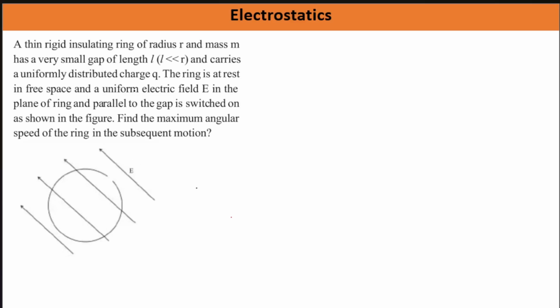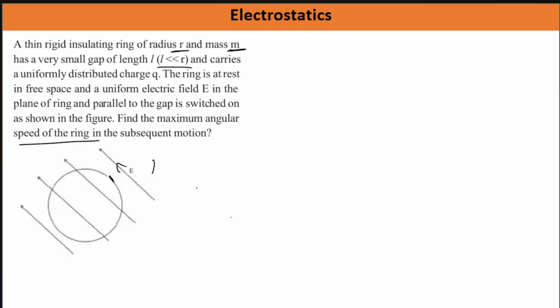क्वेश्चन ये कह रहा है हमारे पास एक रिंग है which has a mass m and it has a radius r. There is a gap in the ring, you can see here, and then along the length of this gap there is an electric field switched on, uniform electric field in this region, and because of that field getting turned on, it is being asked what will be the maximum angular speed of the ring. Okay, and this gap is very small.